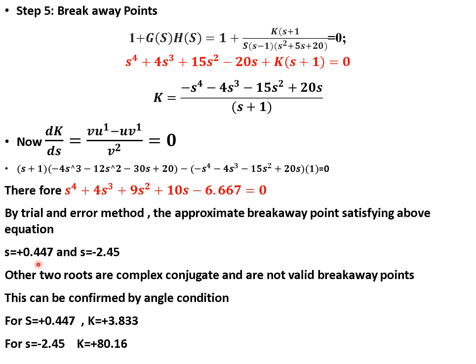Then the roots of the equation we get are s equal to plus 0.447 and s equal to minus 2.45. As you can see, one root is on the right side and the other root is after minus 2.45. That means there exist two breakaway points. Now the other two roots are complex conjugates and are not valid breakaway points. This can be confirmed by the angle condition. If we solve for the angle condition, we should get plus or minus 180 degrees, but with complex conjugates we will never get plus or minus 180 degrees. Now for s equal to plus 0.447, when we substitute this value in the K equation, we get the value of K as 3.833. When we substitute s equal to minus 2.45, the value of K is 80.16.